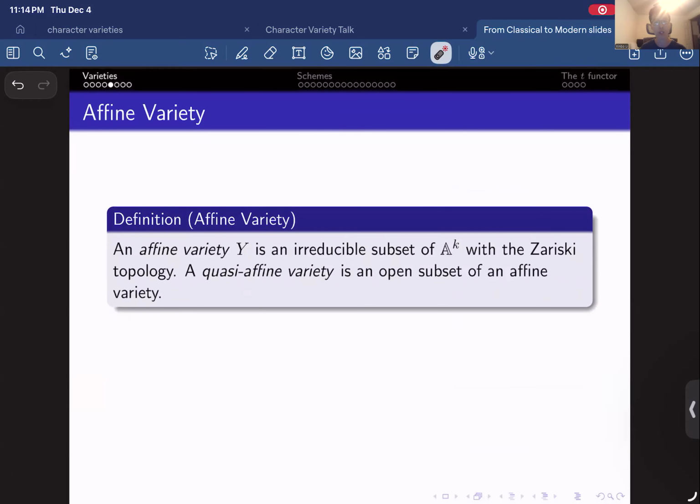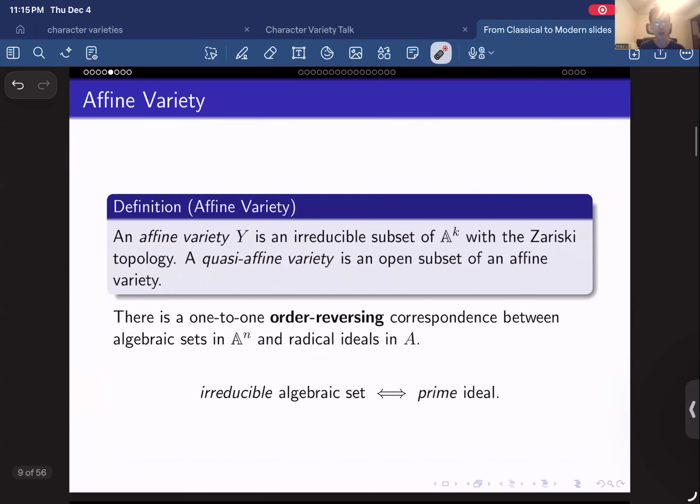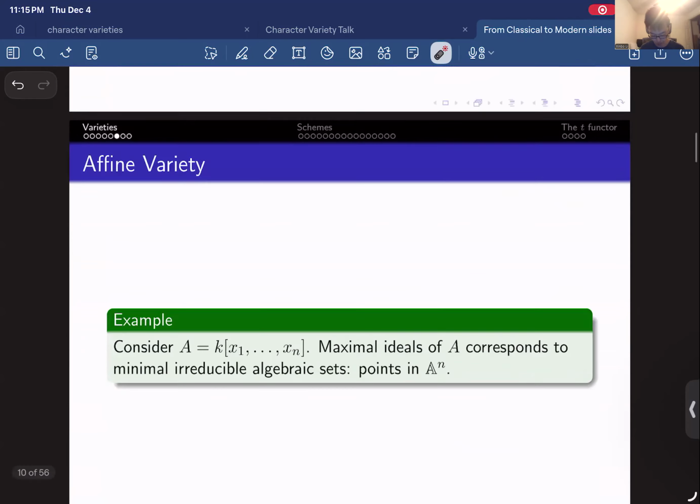So I can also define a notion of variety. An affine variety is just an irreducible subset of A^n with the Zariski topology I just defined. A quasi-affine variety is just an open subset of an affine variety. There is a one-to-one order-reversing correspondence between algebraic sets in A^n and radical ideals in the coordinate ring. An irreducible algebraic set corresponds to a prime ideal. So be careful. This statement is actually a consequence of a purely algebraic theorem called Hilbert's Nullstellensatz, and I won't elaborate on that further.